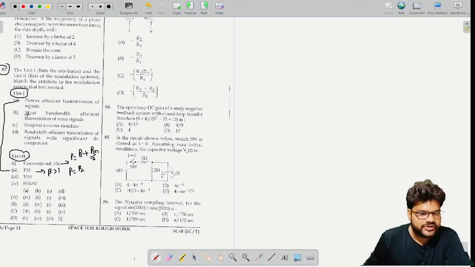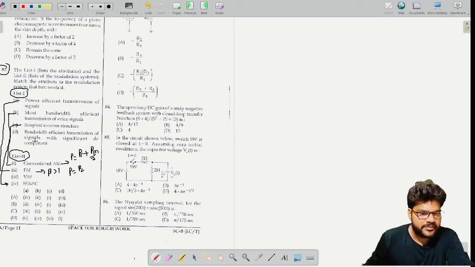Okay. Second, B option is most bandwidth efficient transmission of voice signal. So in case of single sideband suppressed carrier, bandwidth is lowest. So SSB SC will be matched to this B option. Now see the simplest receiver structure. So simplest receiver structure in case of conventional AM we use, that is envelope detector. So this will be matched with first one.